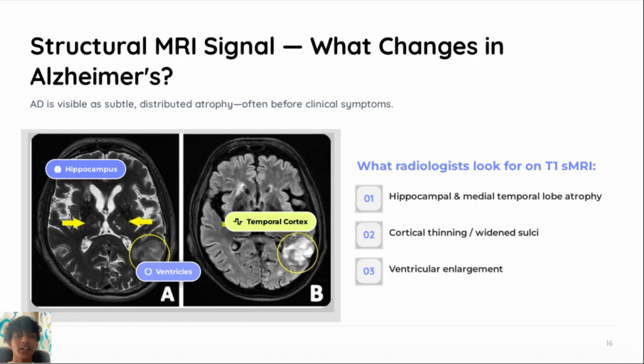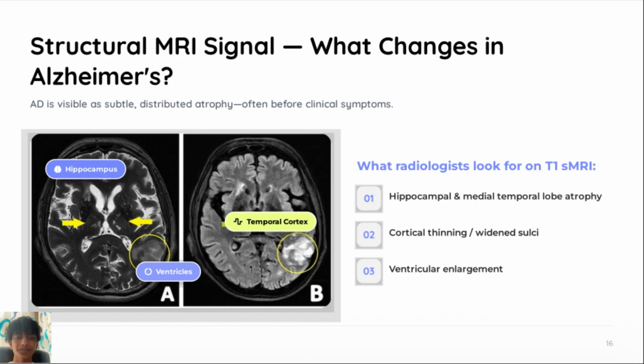However, Alzheimer's is not just a single-region disease. It affects multiple brain areas over time. Some changes appear in the hippocampus, other changes appear in the temporal cortex, and others in broader cortical or ventricular structures. This is why the problem is challenging. A model cannot just look at one part of the image, it needs to understand how different brain regions relate to each other.